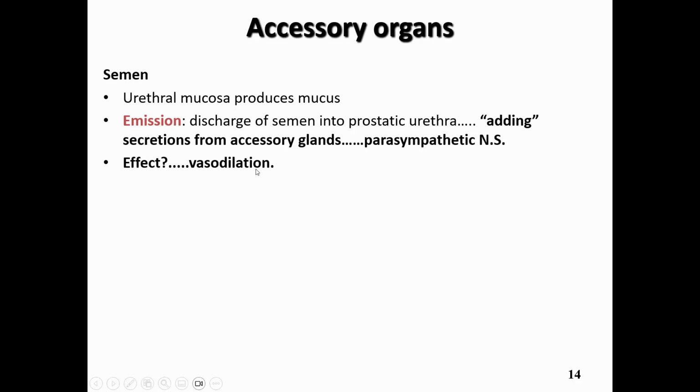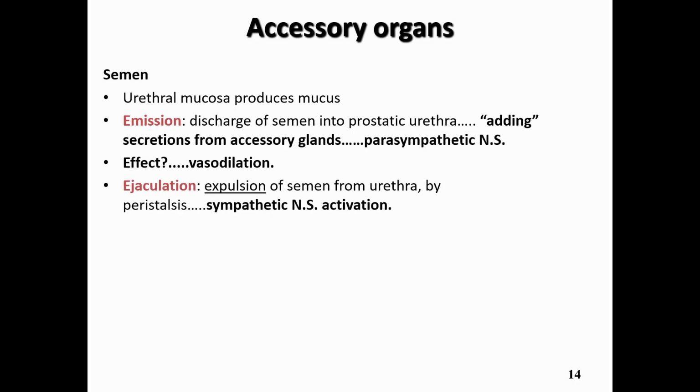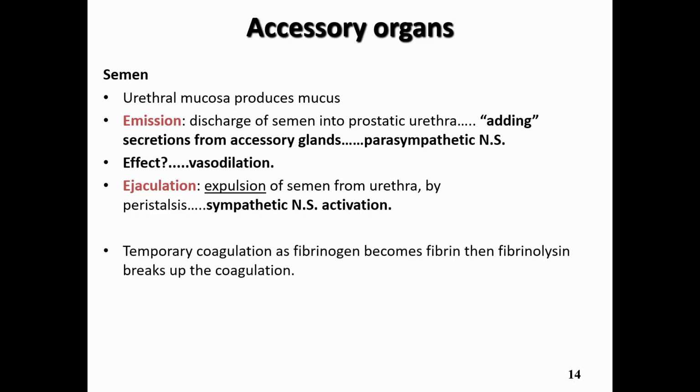Vasodilation is a process whereby smooth muscle of the cardiovascular system is relaxed, and it allows blood vessels to increase diameter. Ejaculation is carried out by a rather fast switch from parasympathetic activation to sympathetic activation, which is the expulsion of semen from the urethra through peristalsis. Peristalsis just refers to the activation of smooth muscle to move semen through the urethra.